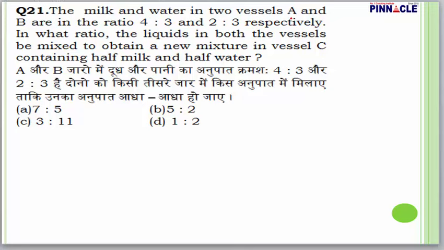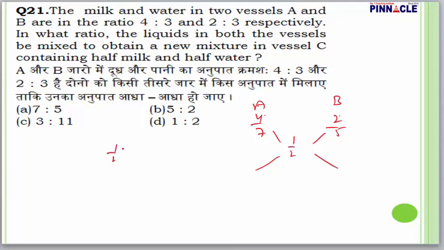21. Milk and water in two vessels A and B are in the ratio of 4:3 and 4:7... in this milk would be 2:5. In what ratio should the liquids in both vessels be mixed to obtain a new mixture in vessel C containing half milk and half water? Half milk and half water, that is 1:2 in the milk portion. Everywhere we are taking the milk portion.